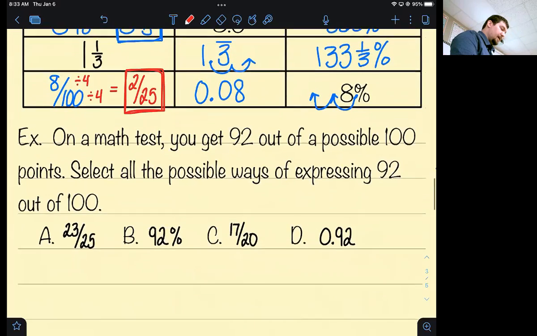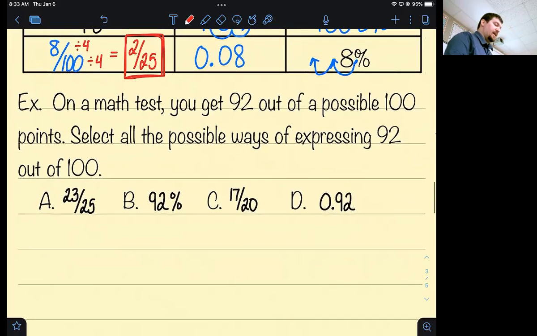Okay. Next question. On a math test, you get 92 out of a possible 100 points. Select all the possible ways of expressing 92 out of 100. Why don't we start with the easy one? Lucas, what's the easiest one to figure out what 92 over 100 is? 92%. Percents literally mean out of 100. So 92%. What's another easy one, Frank? 0.92, because that's obviously what 92% is as a decimal, is 0.92.